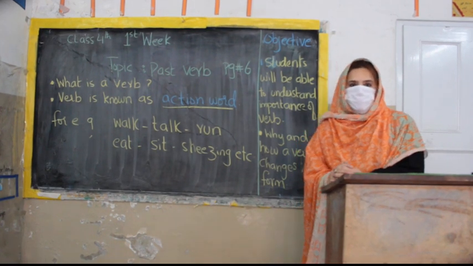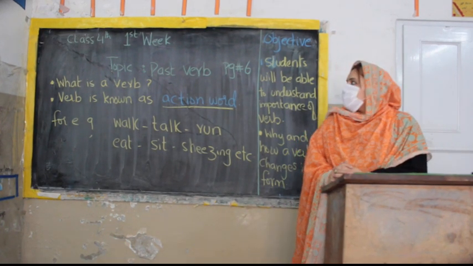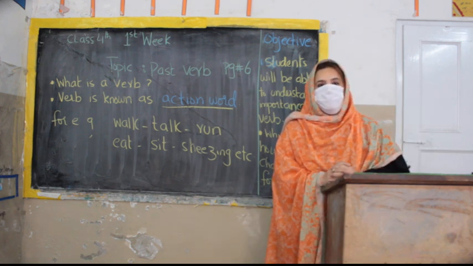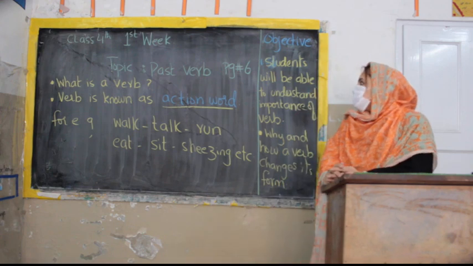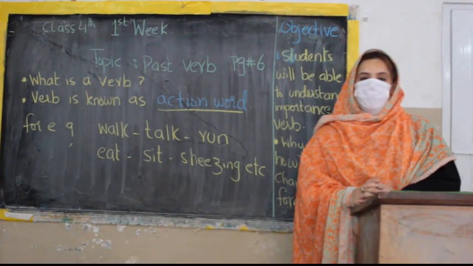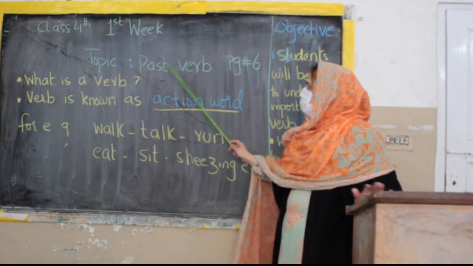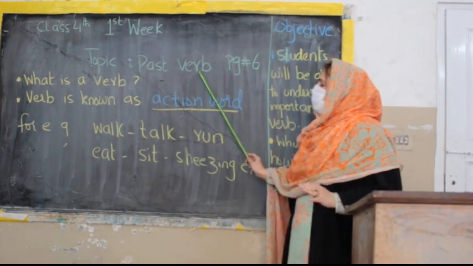Bismillahirrahmanirrahim and Assalamu alaikum. We are going to start class 4th first week summer vacation task, and the very first topic is past verb, which is on book page number 6. Now you can see that I've written the topic is past verb.